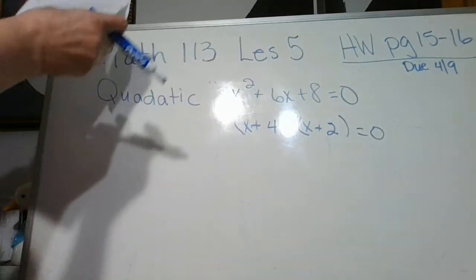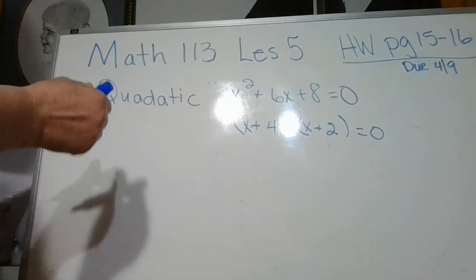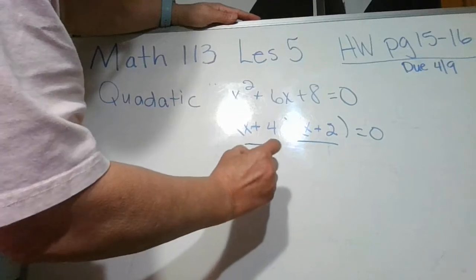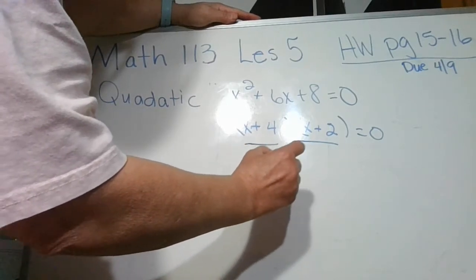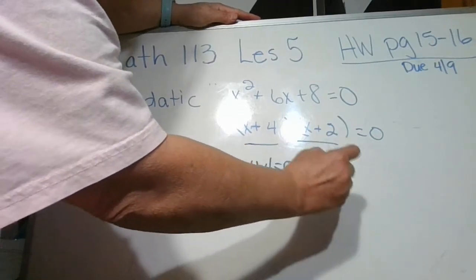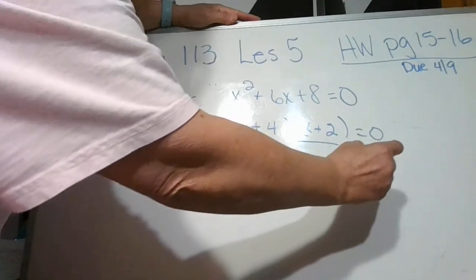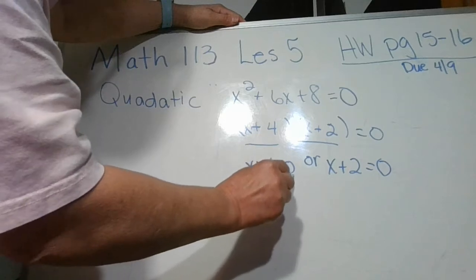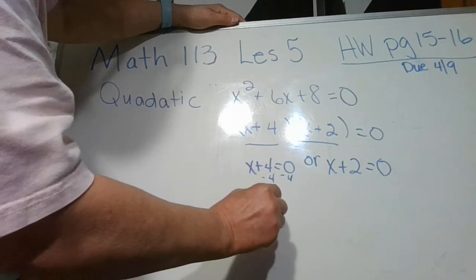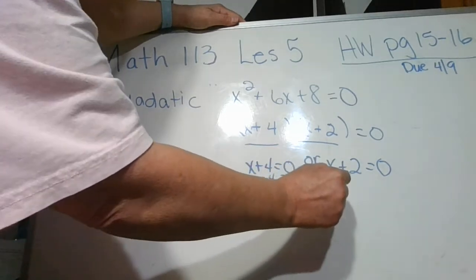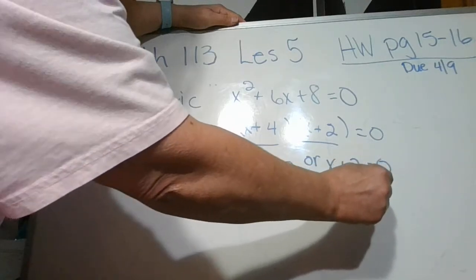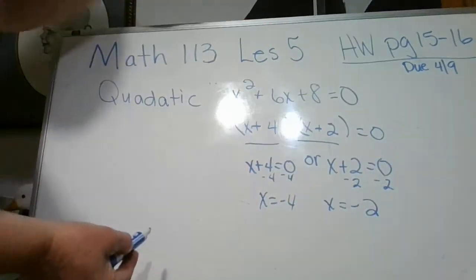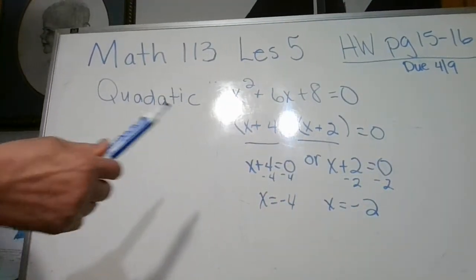And remember, once we get to there, we say that one of these guys has to equal 0. So we go x plus 4 is equal to 0, or x plus 2 is equal to 0. If this is the case and I subtract 4 from both sides, x is equal to -4. If this is the case and I subtract 2 from both sides, x is equal to -2. Now we need to check those to make sure they work.